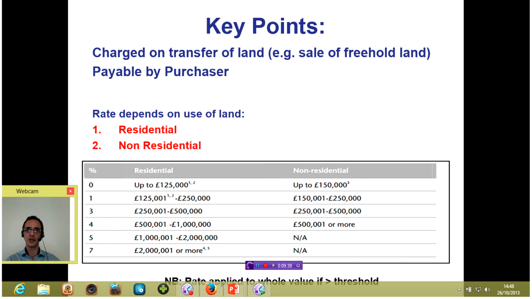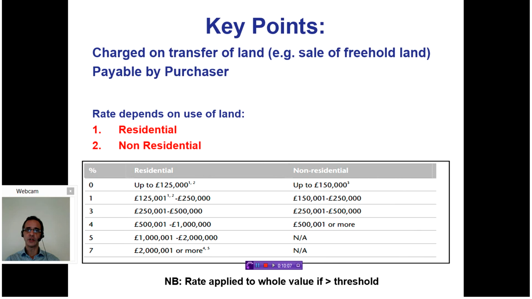Okay, so just in summary then, charged on the transfer of land could be the lease of land, certainly payable by the purchaser, and different rates depending upon whether or not the usage is residential or non-residential. You'll pick up this information here in relation to the bands within the tables. Final point, just remember that we're talking about the full value being applied to the percentage.